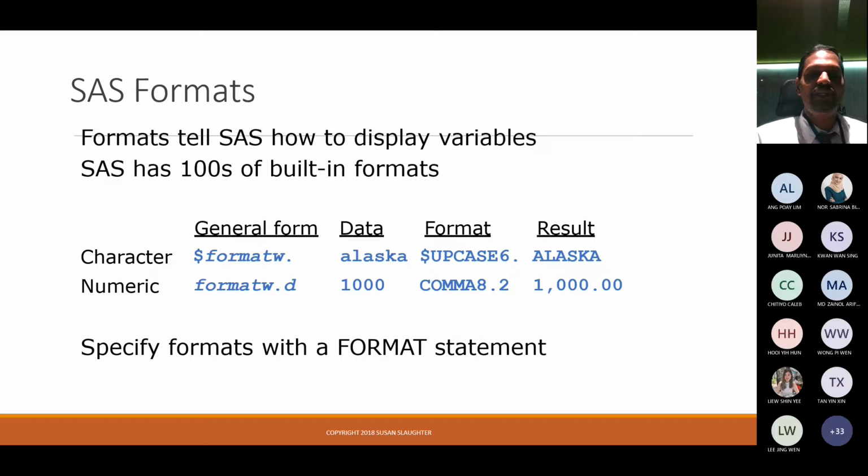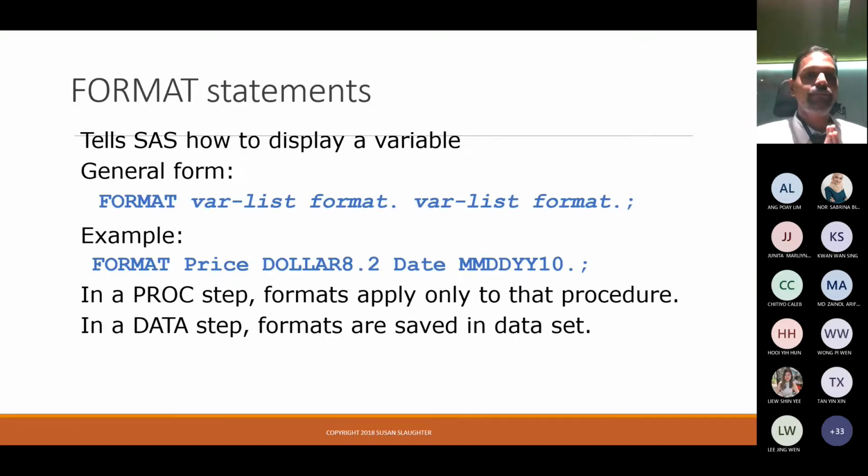So specify formats with the FORMAT statement, to tell SAS how to display a variable. The general form is FORMAT variable list format dot, which means whether you're going to put W or D. Variable list, format. So for example, format price $8.2.